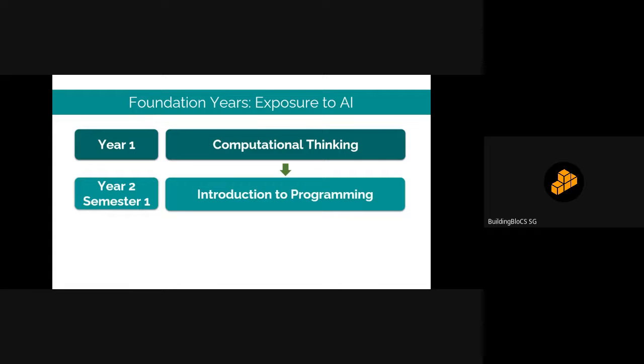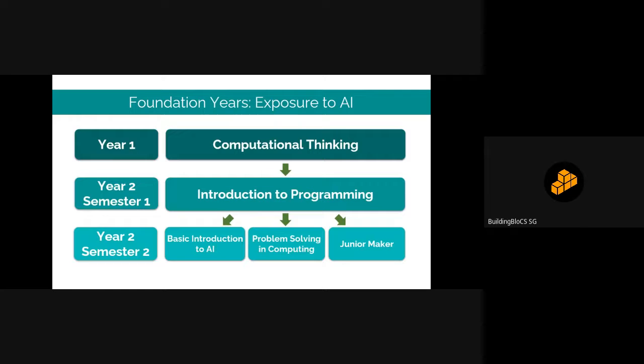In Year 2 Semester 1, interested students may then continue to take CS as an elective, where they will build a firm foundation in programming using Python as the programming language. In the subsequent semester, students have a choice to take a range of CS programs depending on their interests. One of the enrichment programs is Basic Introduction to AI. This program is also titled AI for Youth Program in partnership with Intel and IMDA. This is actually run by an external vendor.